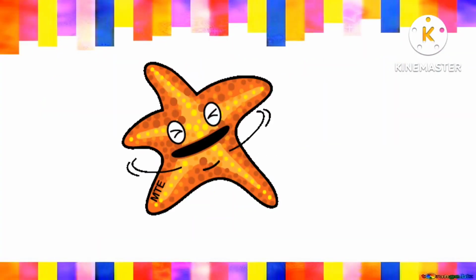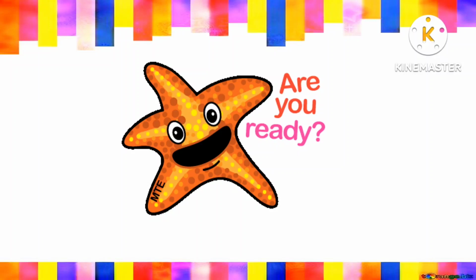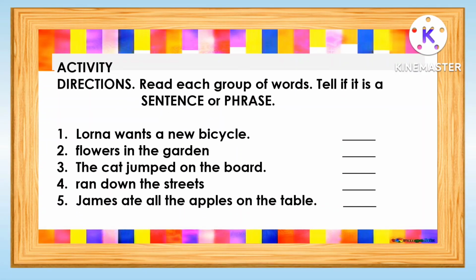Are you ready for an activity? Let's do this. Let's pull up the next slide. Directions. Read each group of words. Tell if it is a sentence or a phrase. For number 1, Lorna wants a new bicycle. The correct answer is, well done kids, sentence. Number 2, flowers in the garden. The correct answer is, very good, phrase. Number 3, the cat jumped on the board. The correct answer is sentence.